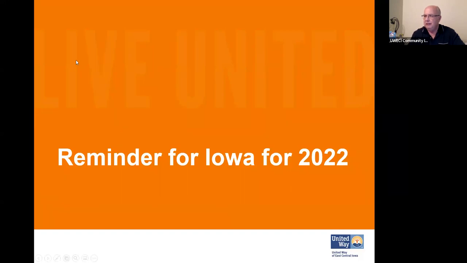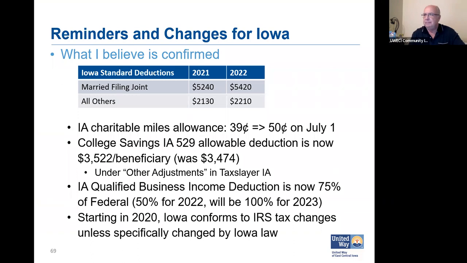And where we are right now is, I'm going to talk a little bit about Iowa, since that's the next one we're going to be dealing with in a couple of weeks. We sent out some more scenarios on that. Reminders and changes for Iowa. Iowa's always a little tougher to get information and data in some cases, but these are the standard deduction changes for Iowa.